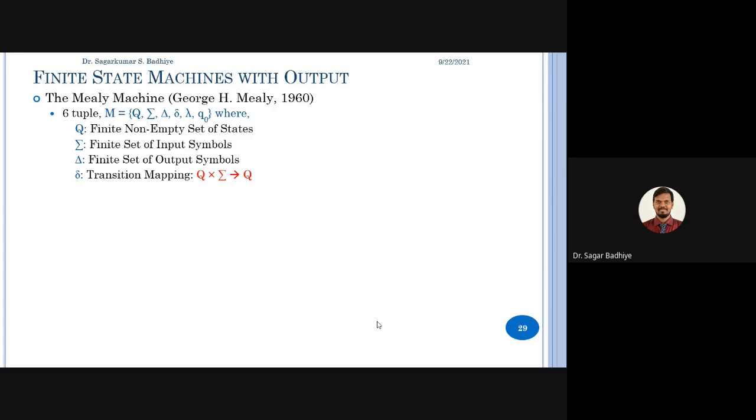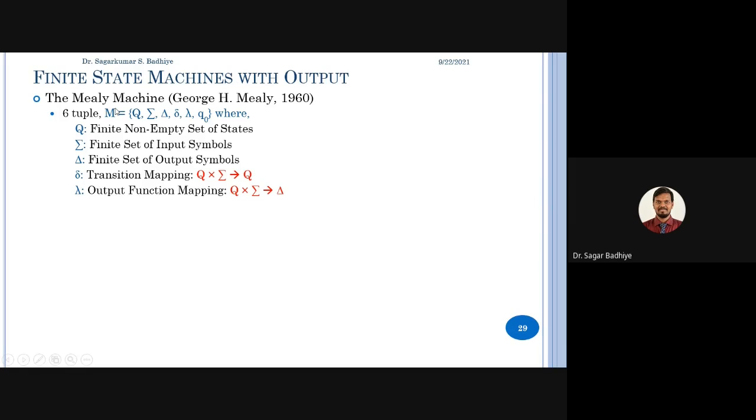Delta is again a transition mapping of a state on input to some other state, that is Q by sigma derives to Q. As we have a transition mapping, we also have an output mapping, right? That is the output function mapping, and it is represented by lambda. This output function mapping is used to determine the output at each state or each transition, right?